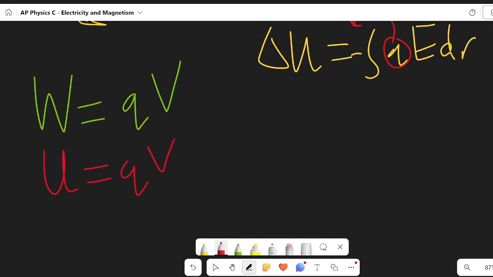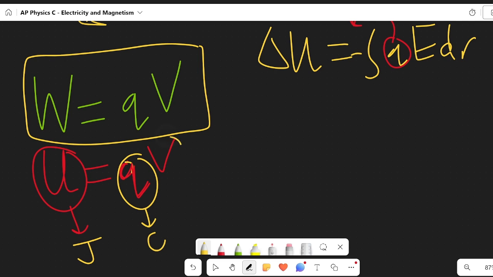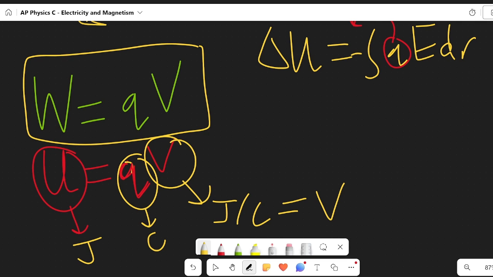We can also have a converse equation where U equals QV. We can use either of these equations, but this will be our second golden equation, number 2. So Q, once again, U has units of joules, Q has units of coulombs. So potential must have units of joules divided by coulombs, which we will define as a new unit, volts.